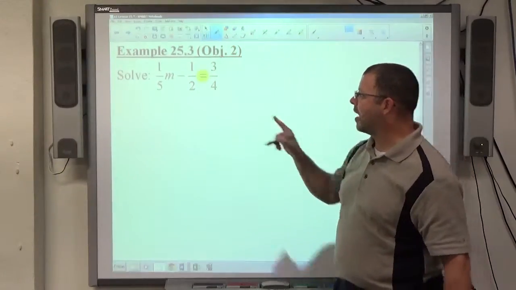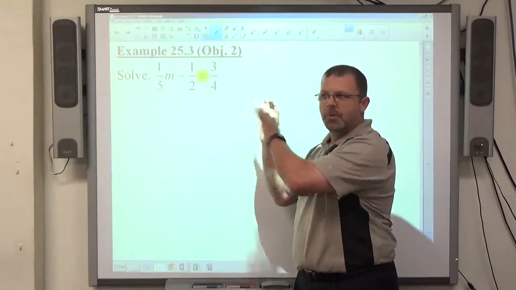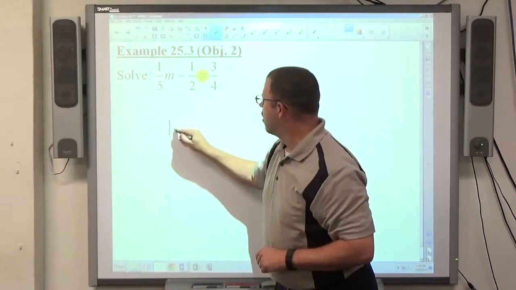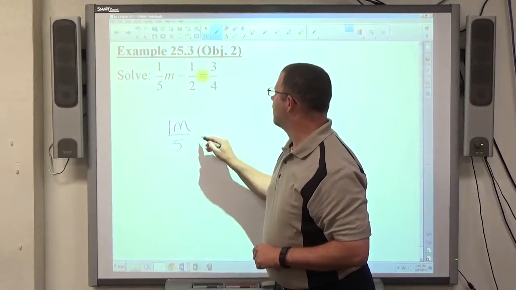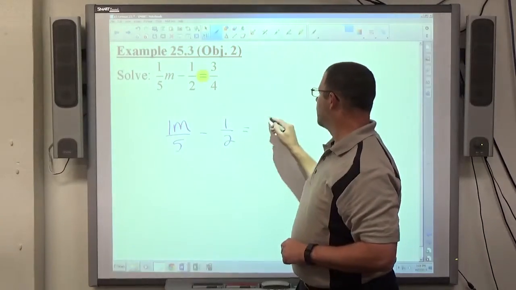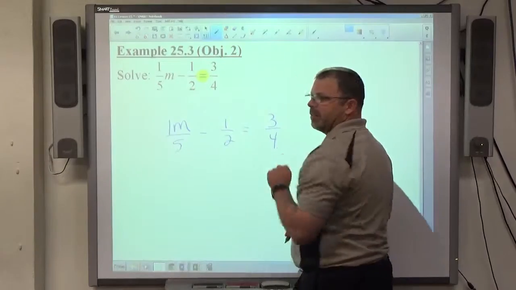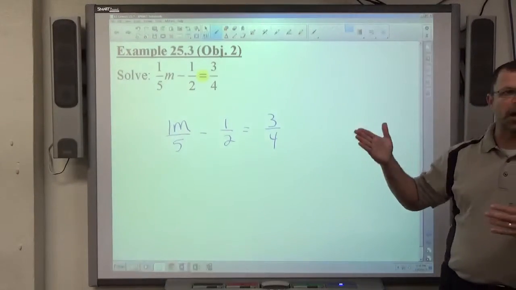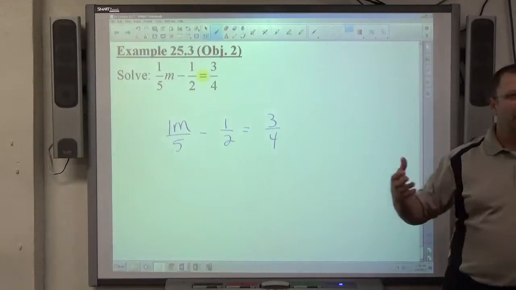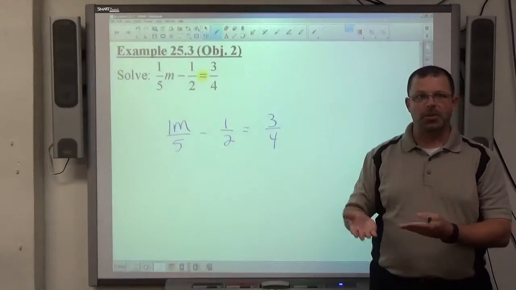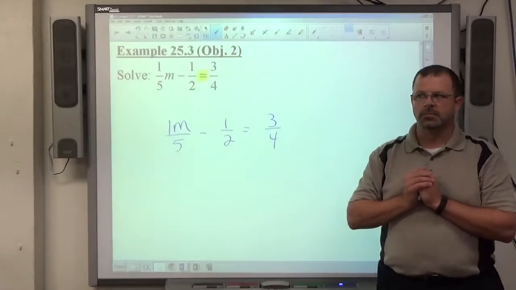First thing, I'm going to write the problem on my paper. So again, that's in my book. What's going to go on my paper is 1m/5 minus 1/2 equals 3/4. I prefer to put the m on top rather than in front. Okay, 1/5 times m is equivalent to 1m/5. I just like to really establish that m is in the numerator.